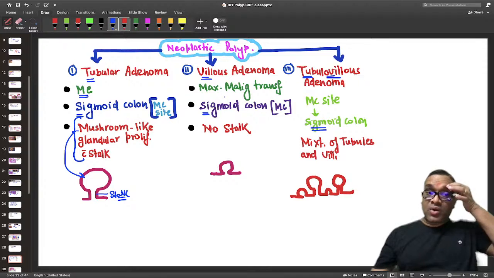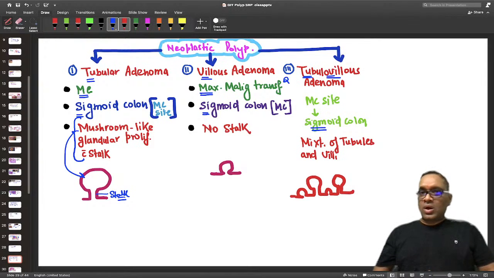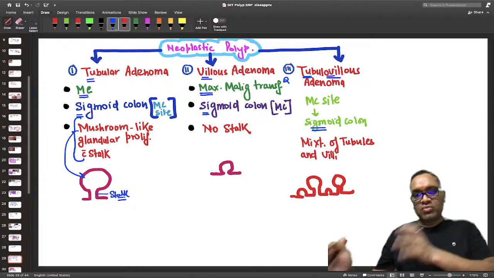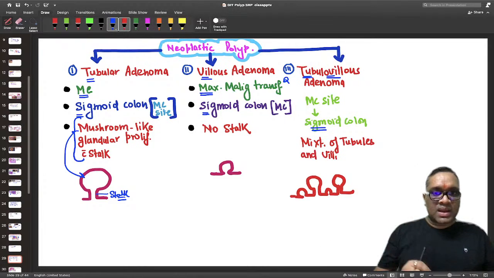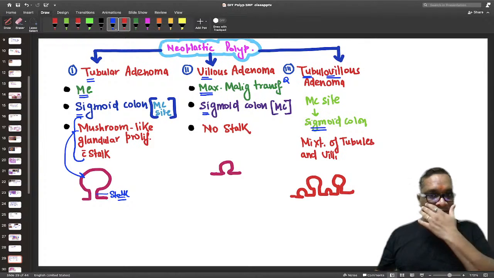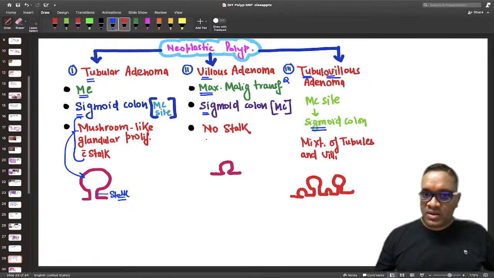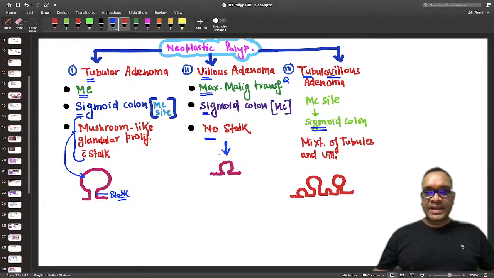Villus adenoma, what we need to remember, they have maximum malignant transformation. So in all these adenomatous polyps, tubular adenoma, villus adenoma, tubulovillus, who is having maximum malignancy potential? Answer will be villus. Villus is having maximum malignancy potential, right? And they are having no stalk, that is why it is called villi. So now you can see there is no stalk here. So these are the villus adenoma.